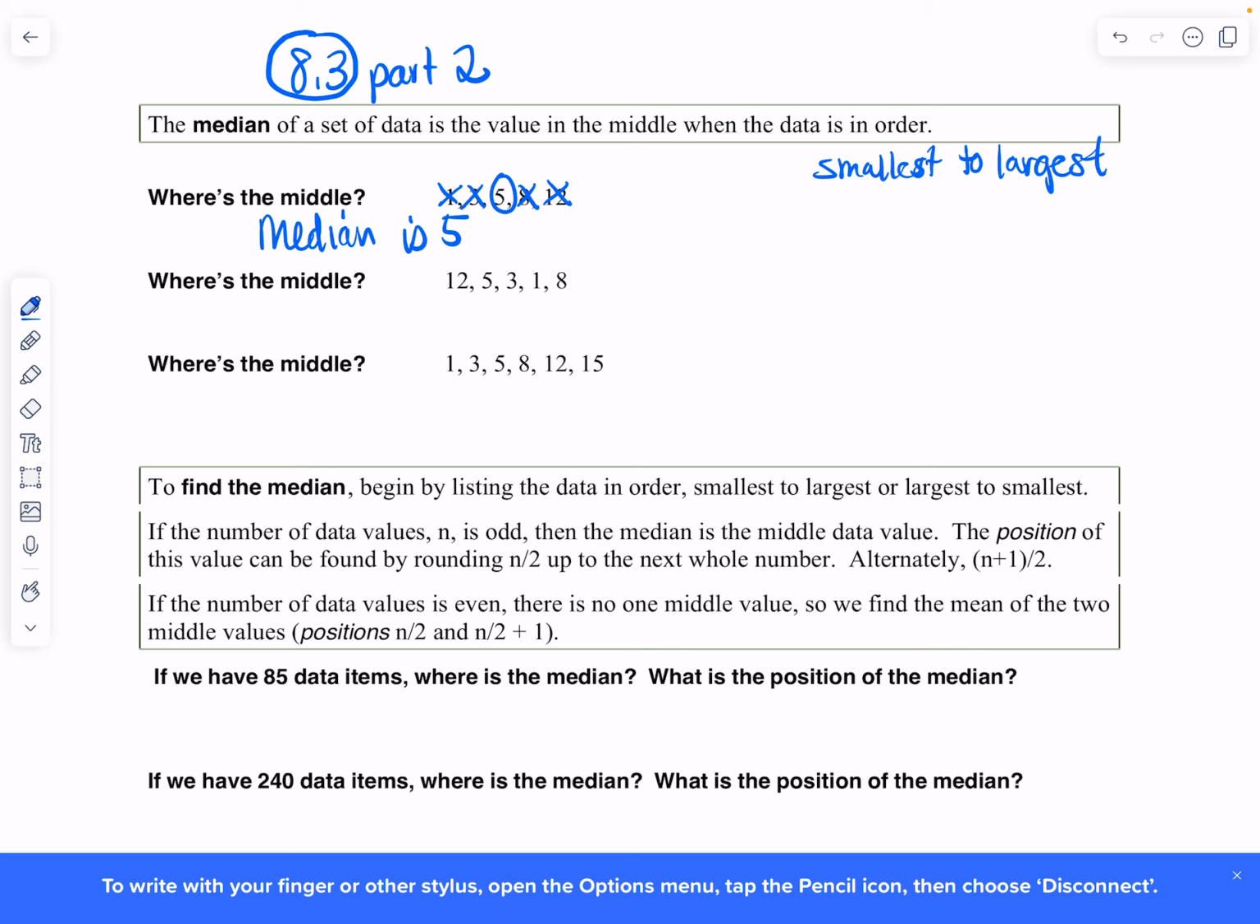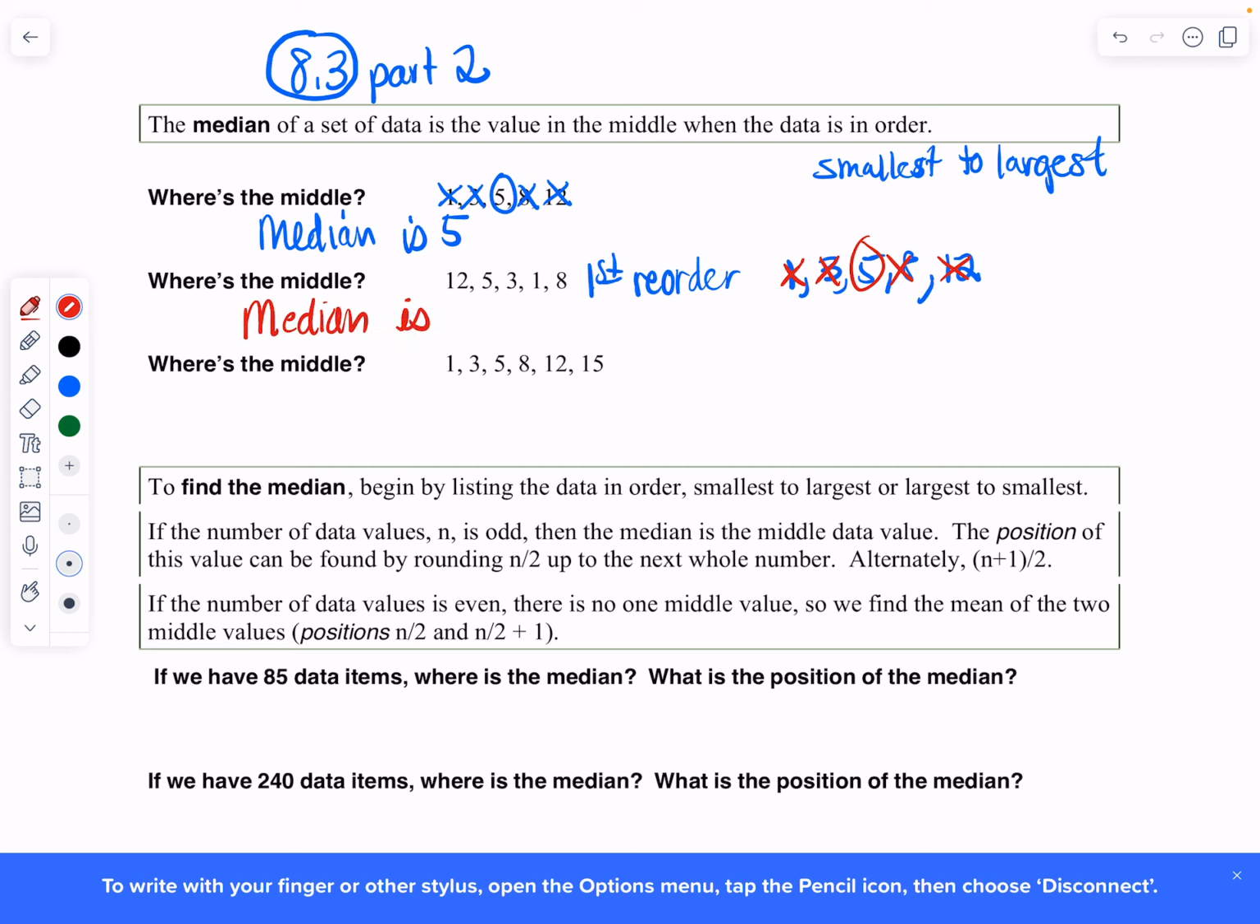Now, I look at the second example. It says 12, 5, 3, 1, and 8. These are not in order, so first we have to reorder it. If I reorder it smallest to largest, I do 1, 3, 5, 8, and 12. I'm just making sure I have all those numbers. Yep, looks good. Now I'm going to work my way into the center. Again, crossing out those endpoints, we see that the median, or the middle, is again 5.